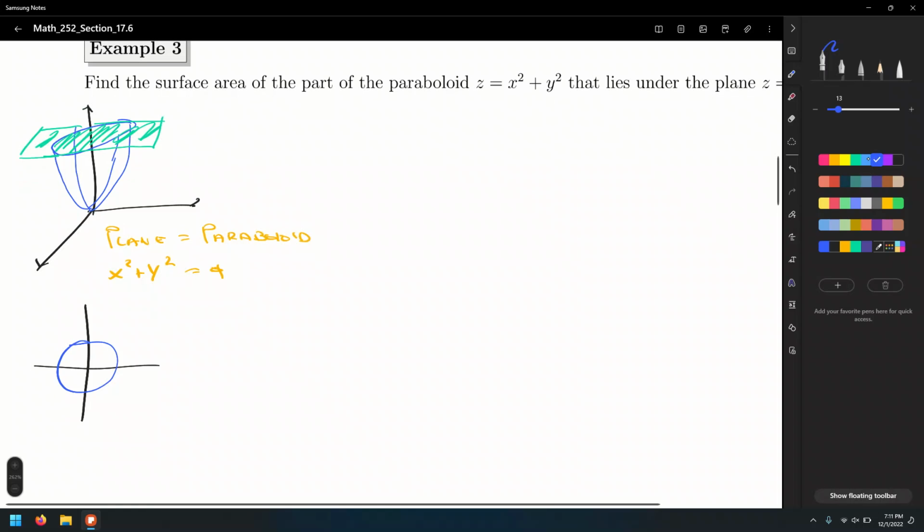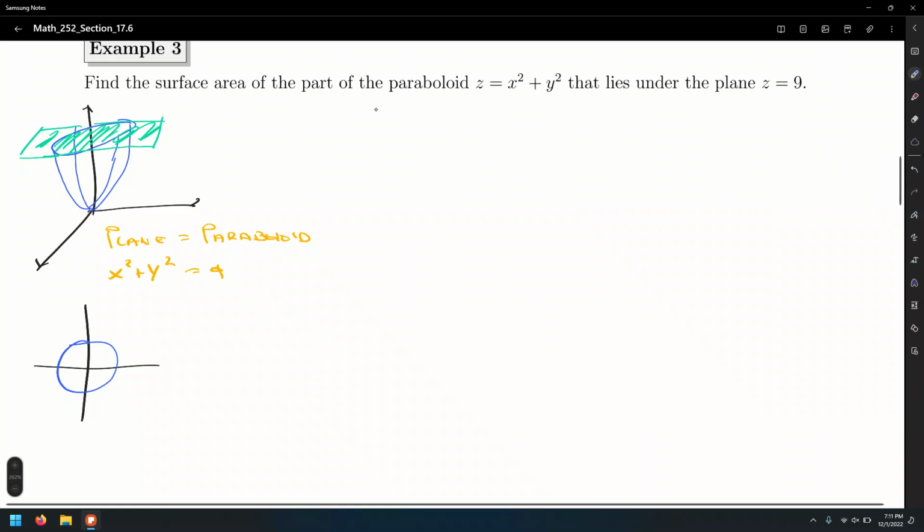Let's set up the integral first. So what do we have? We have our z here. How about we take the partial derivative, partial of z with respect to x equal to 2x, and the partial of z with respect to y equals 2y. So the surface area equals the double integral over the region R of ds. That's the element of surface area.